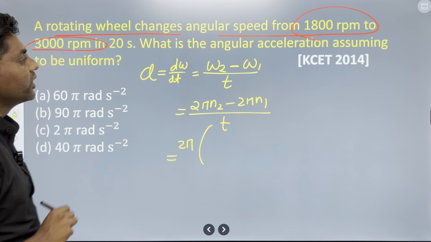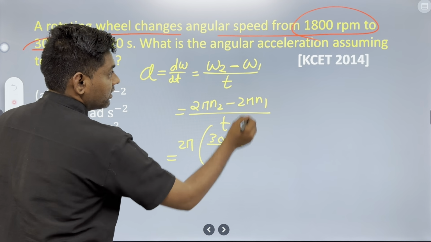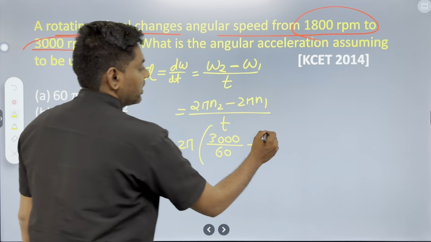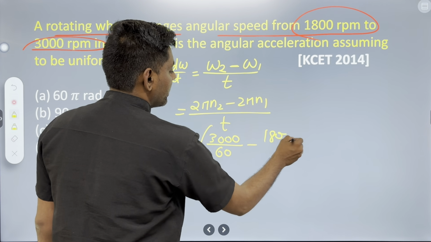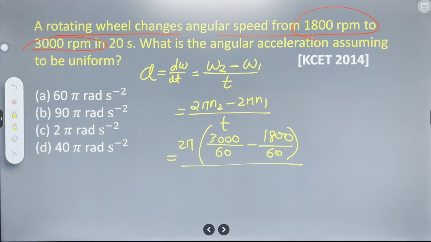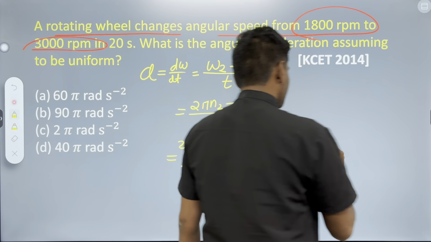So what is the value of n2? n2 is 3000 rpm, revolutions per minute, and we convert it to seconds by dividing by 60. And n1 is 1800 rpm divided by 60, all divided by time. Time is given as 20 seconds. So we have to calculate this, it is very simple.